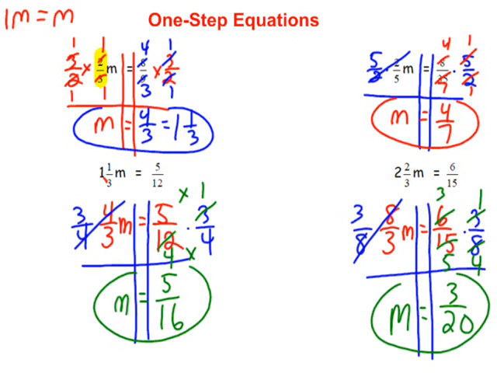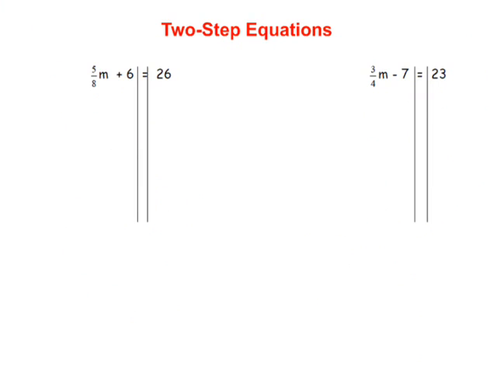Okay, let's tackle some two-step equations. So the first thing we want to do in a two-step equation is we want to eliminate the constant. So I'm going to eliminate the 6 by using the inverse property. I'm going to subtract 6, so that cancels out. I'll subtract 6 on the other side. And now I'm left with a nice, simple one-step equation.